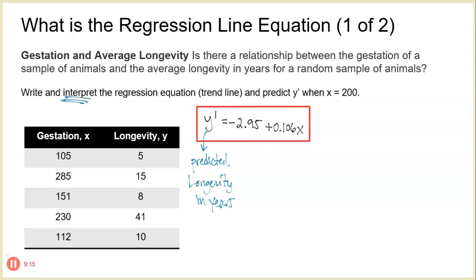The value of x is still gestation. We're not really predicting the gestation because we're going to be given that information. So this is still just gestation. And for this one, it's in days, because that's what the problem told us.